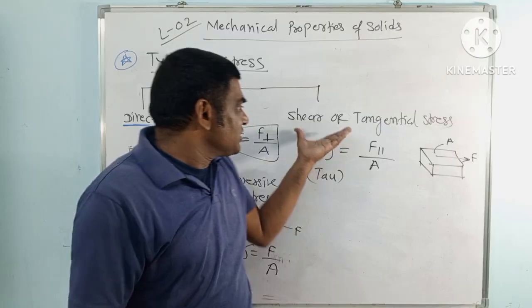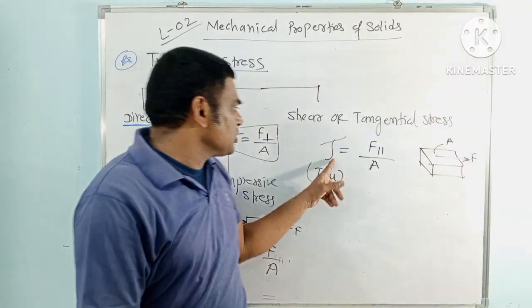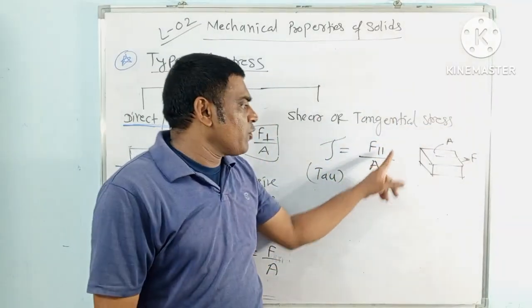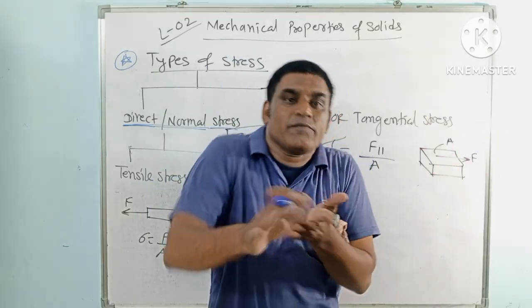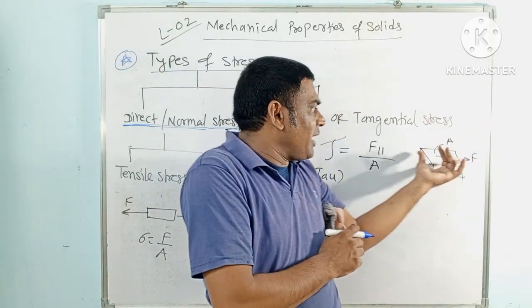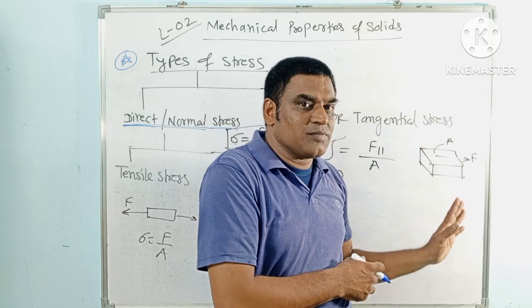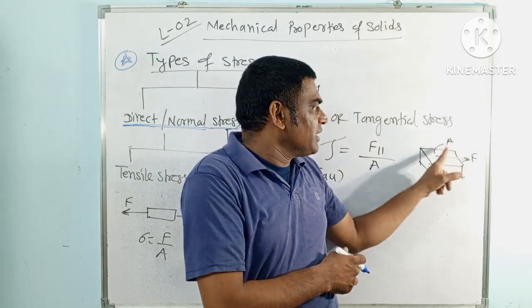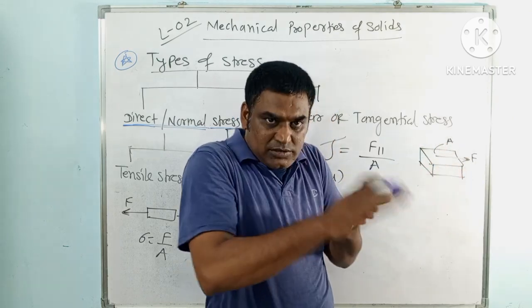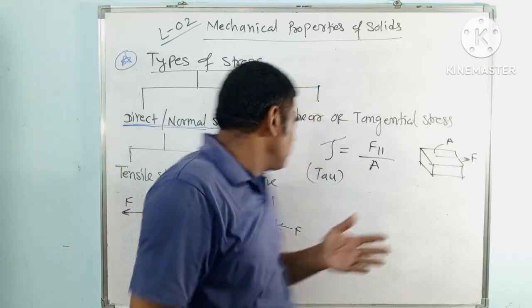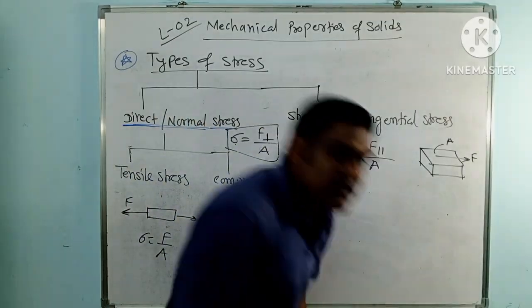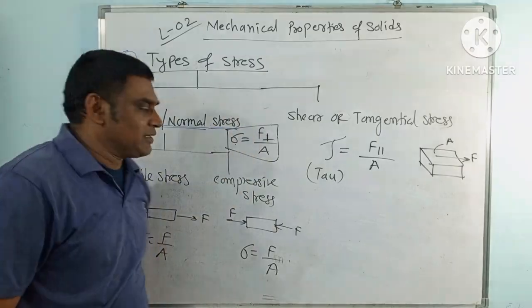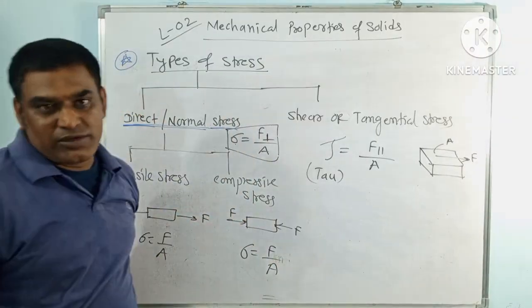Then shear stress or tangential stress. It is denoted by tau. Parallel force divided by area. So this kind of force will be there, and this area is parallel to that surface. Here, what is the angle between the surface and force? The angle is 0. And here, the angle between surface and force is 90 degrees. That you must understand. Depending upon that, two types are there, or three types we can say.